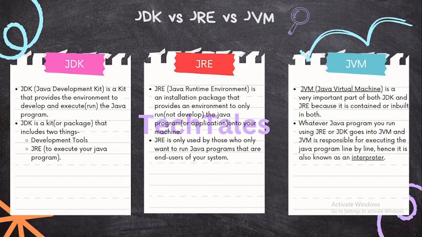And in case of JVM, whatever you choose, either you want to develop code or you want to run or execute that software, your code will always go through the JVM because it is used to execute your code line by line. And that is the reason why it is called an interpreter.